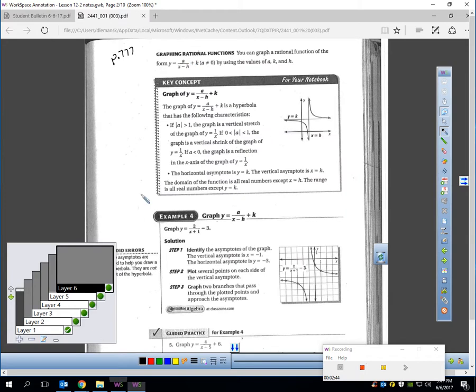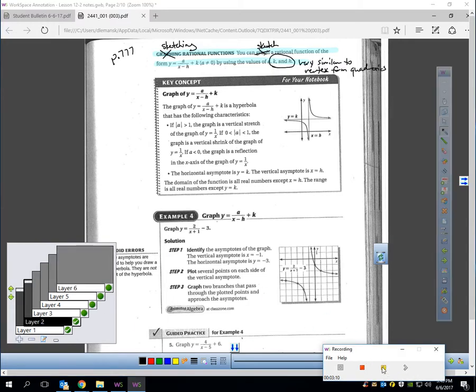Let's talk about sketching rational functions. And turn ahead to page 777 because I want you to look at what I'm talking about here. You can sketch a rational function of the form y equals a over x minus h plus k by using the values a, k, and h. And real quick, this is very similar to vertex form quadratics. Remember, the vertex form, k and h gave you the vertex. Well, it's not exactly the same here, but here's what k and h and a will tell you.